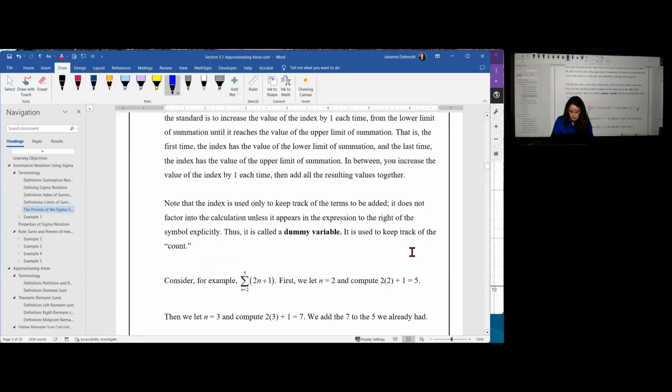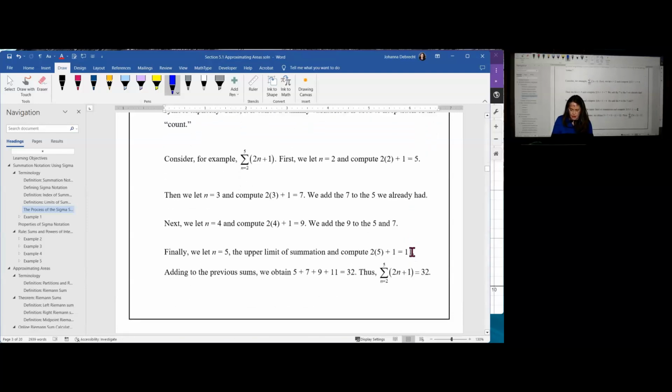Let's consider this example here. The summation from n equal 2 to 5 of the summand 2n plus 1. Notice that the index is n, indicated by having it as the variable below the sigma, and it does appear inside the summand. When we start this one, our first value for the index is the lower limit of summation, which is 2. So we're going to take the 2 and substitute it in place of n in the summand. That gives us the value of 5.